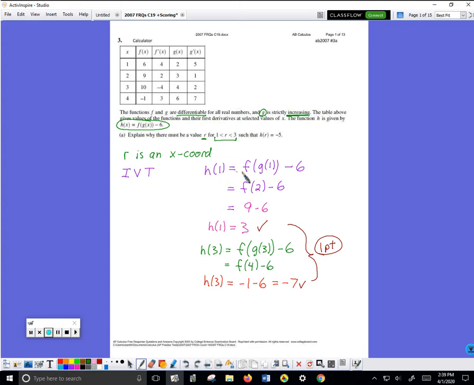So we plug in a 1 for x. G of 1, so when x is 1, g has a value of 2. So g of 1 is 2. F of 2, so when x is 2, f has a value of 9. 9 subtract 6 is 3. So we figured out that h of 1 is 3.